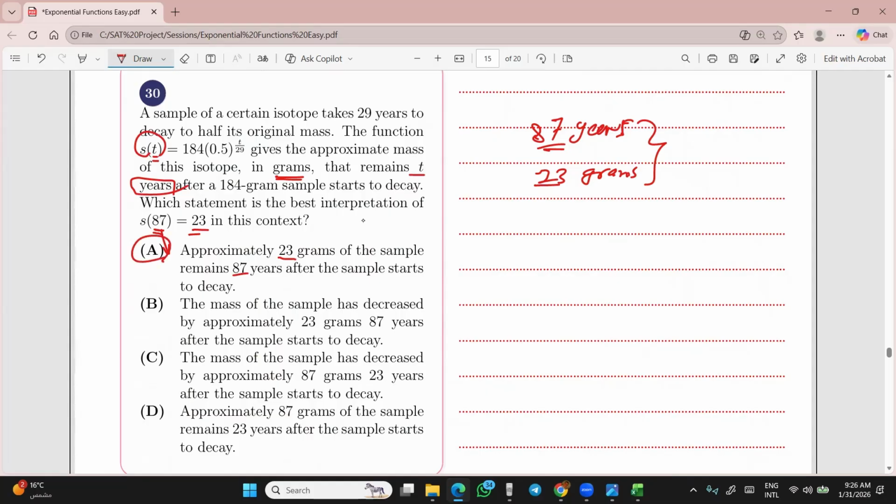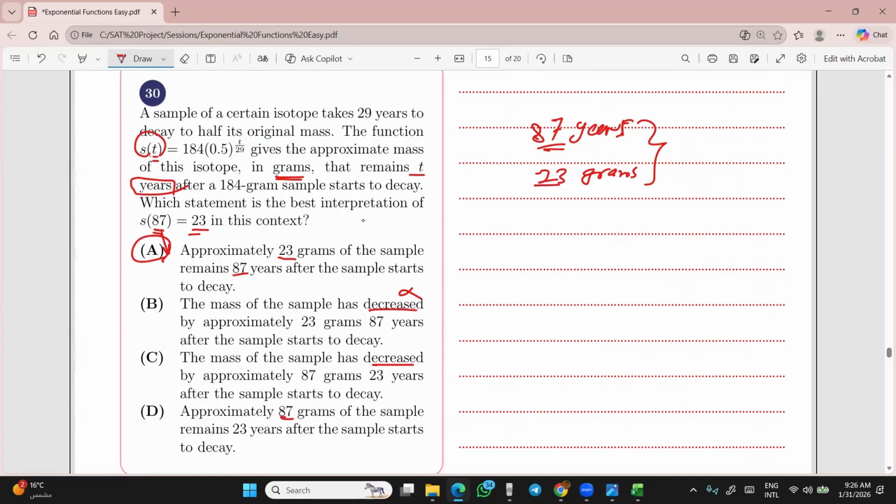That's the correct one. Why not B? Because 23 grams, the question said that the mass of the sample has decreased. No, not decreasing. The answer should be 23 grams, not decreasing by 23. And why not C? The mass decreased also. This is a misleading one.